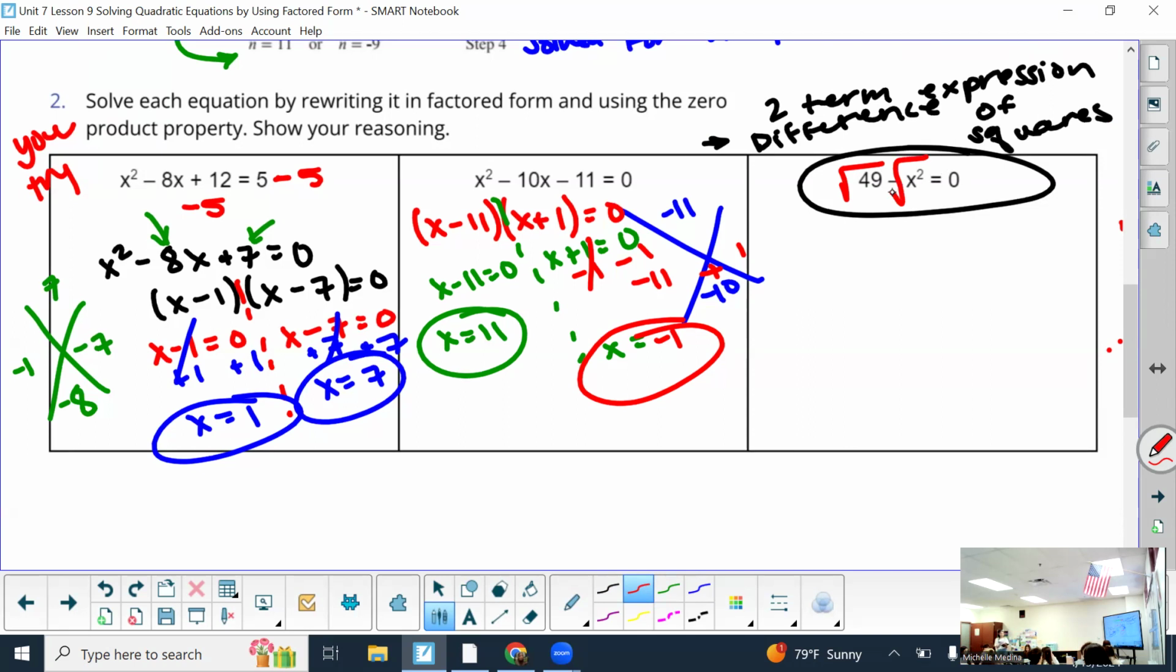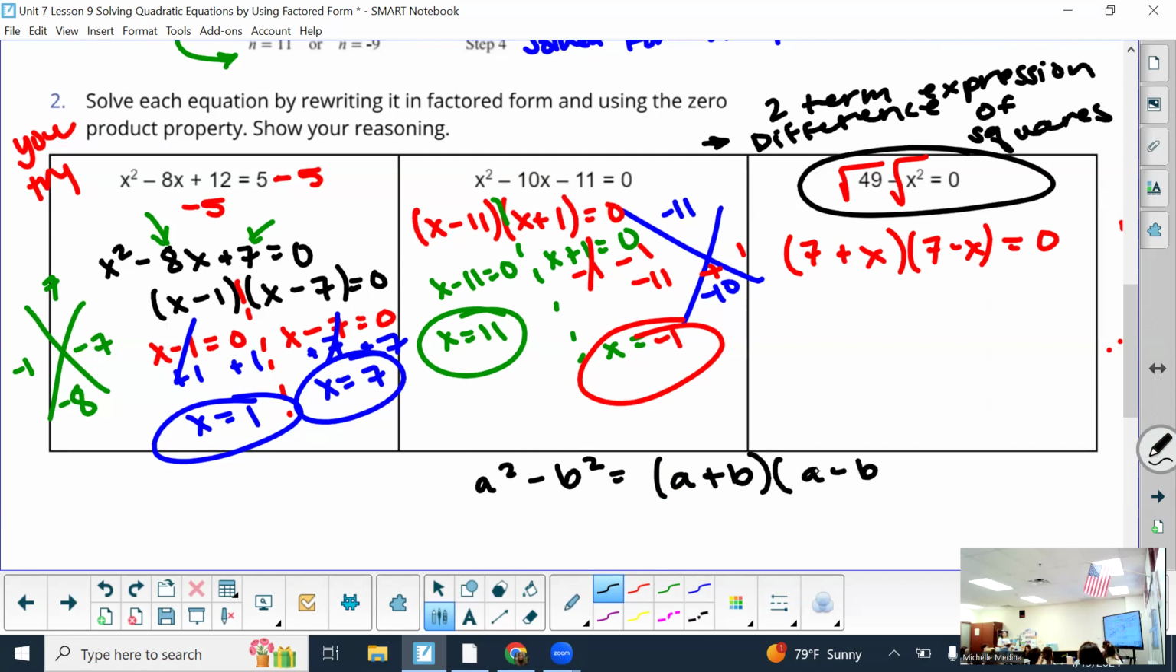The squares part are these perfect squares on each side of the minus sign. So what's the square root of 49? 7. What's the square root of x squared? X. So I'll write out the rule, but you should have it in your notes from yesterday if you watched the video. If it is a difference of squares, then it can be factored easily according to this rule, where a and b would be the square roots of a squared and b squared. The square roots would be 7 and x, and you'd set them up like this with opposite signs.